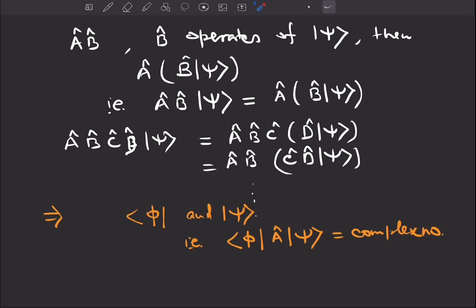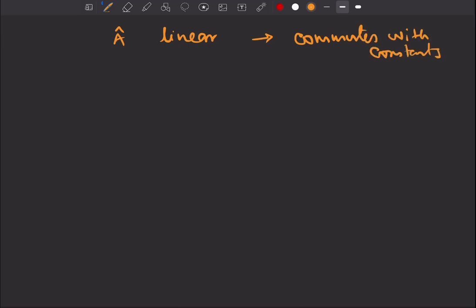An operator A is said to be linear if it commutes with constants and obeys the distributive law. So if operator A is linear, then it must commute with the constants and it obeys the distributive law.